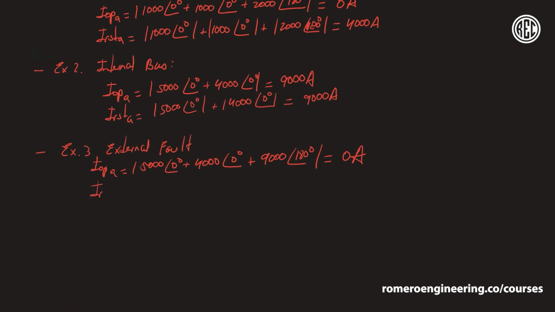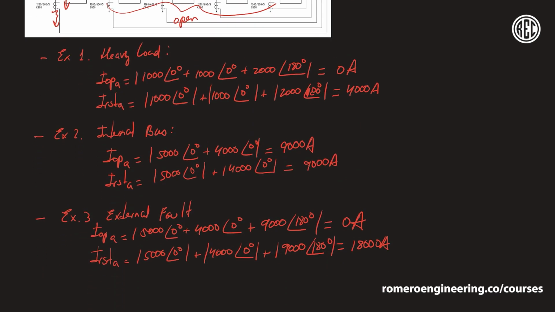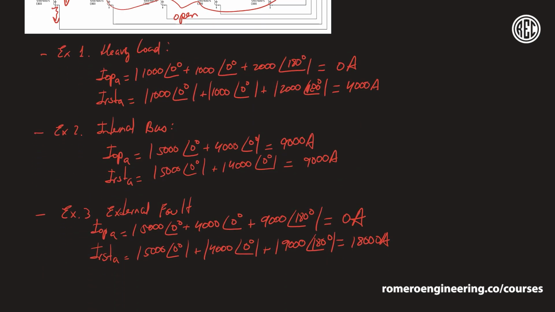Now the restraining current, let's calculate that as well. So that's going to be 5,000 amps at 0 degrees plus 4,000 amps at 0 degrees plus the absolute value of 9,000 amps at 180 degrees. And so this is going to be 18,000 amps. So again, just to recap, example number 1 was a heavily loaded bus. We got that the operating current was 0 amps because, of course, the bus is not faulted. The restraining current was 4,000 amps.